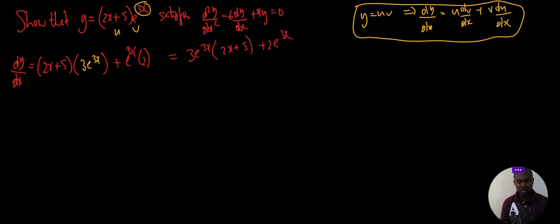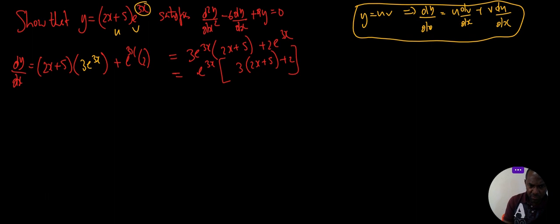Now what we can do is simplify this to get a single term. So we can factor out the e to the 3x, which is going to give us 3 times 2x plus 5, plus 2. And we expand and simplify the bracketed terms. So this is going to give us e to the 3x times 6x plus 15, and 15 plus 2 is 17. So e to the 3x times 6x plus 17. Right? That is what dy by dx is.